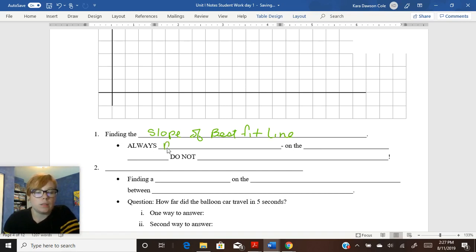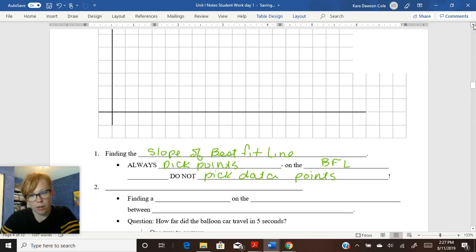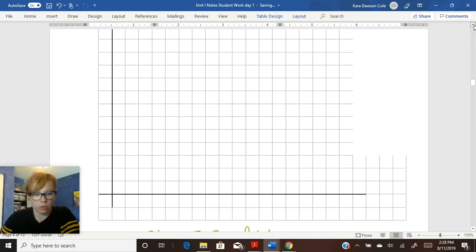Always pick points on the best fit line. Do not pick data points. We're looking at the overall trend. So we're not looking at the data itself. We're looking at the overall trend within the data. So whenever we do the slope of a best fit line, we want to pick points that are on the best fit line, because that is going to give us a general idea of what we are looking at and what our trend is, our general trend.